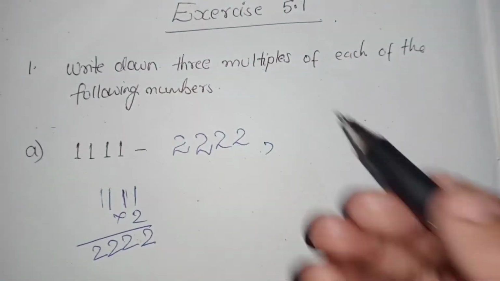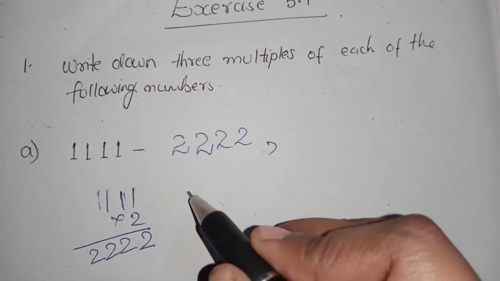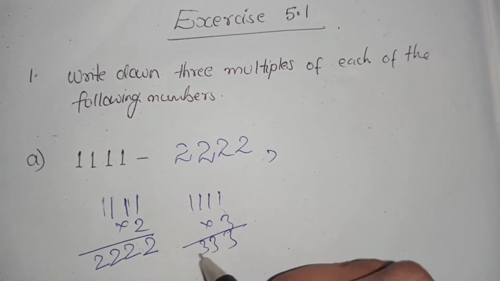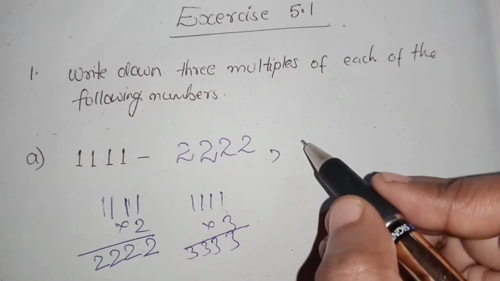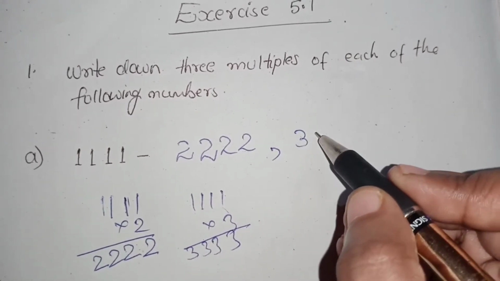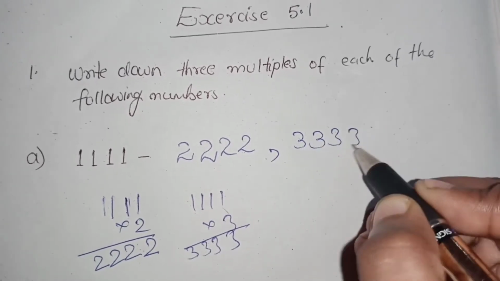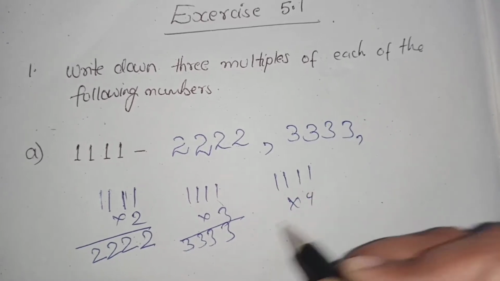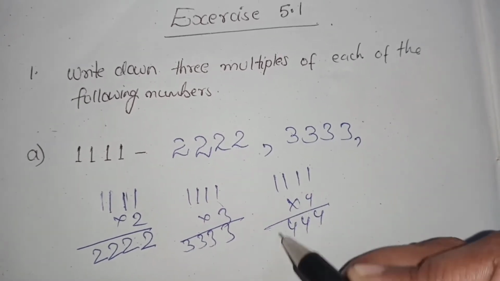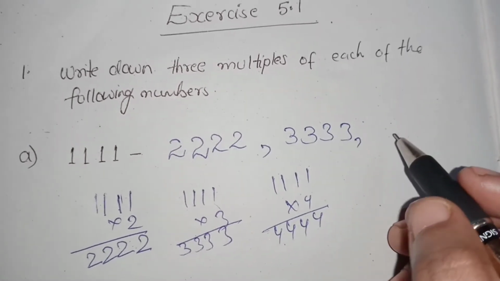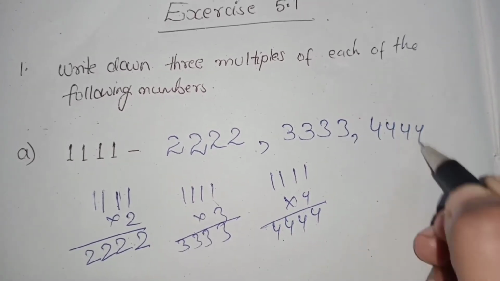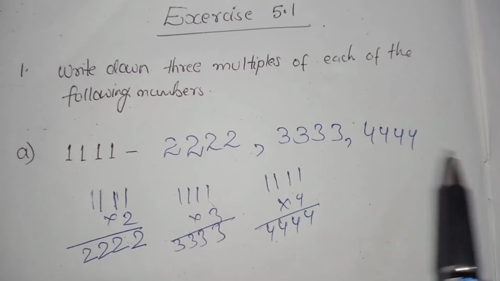We want 3 multiples. So now what will you do? You will multiply by 3. 3 1s are 3, 3 1s are 3, 3 1s are 3, 3 1s are 3. So what is the next multiple? 3333. Now what do you have to do next? You have to multiply by 4. 4 1s are 4, four times. So what is the next multiple? 4444. We have to write just 3 multiples, so we have written 3 multiples.